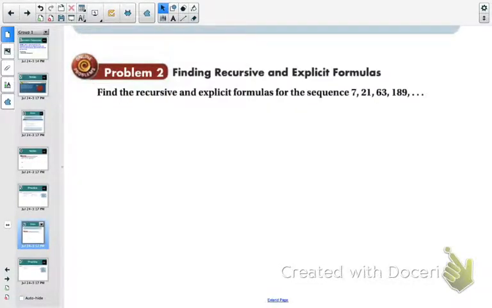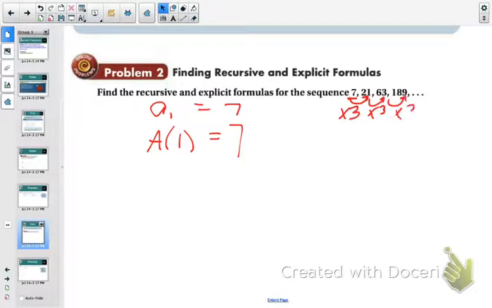So the first thing we need to know is what A1 is. You can also write it as we did before, like this. Either way, our first term here is 7. And the next thing you need to do is find the common ratio. So I do 21 divided by 7, and that's going to be 3. 63 divided by 21 is also 3, and this one is also 3. So our common ratio is 3.